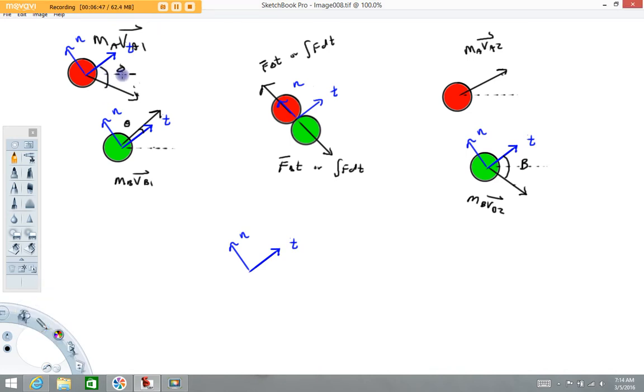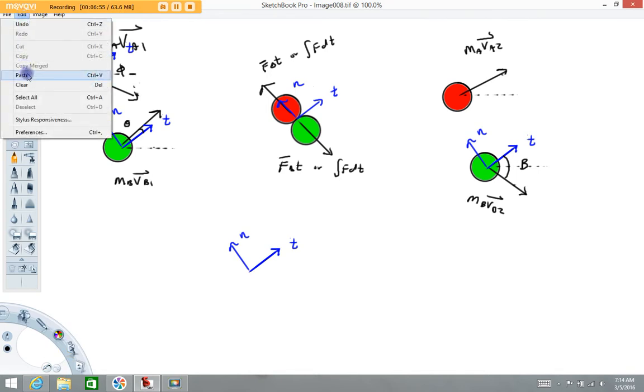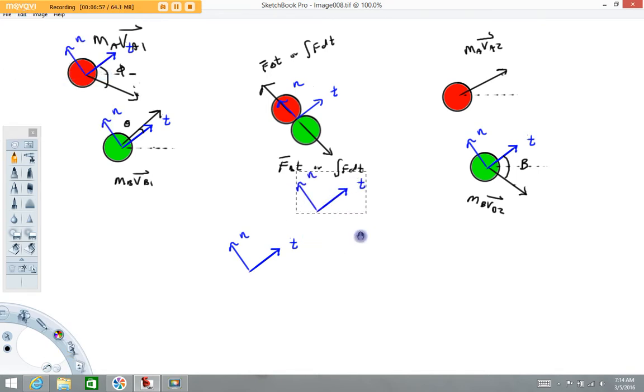Call that one phi, and I'm going to go ahead and put, actually let me make another one there, okay, put that one here, right, and then here's an angle right there. I'm going to call that one alpha, right? So what we're doing now is we're going to write equations in a completely different set of coordinates.